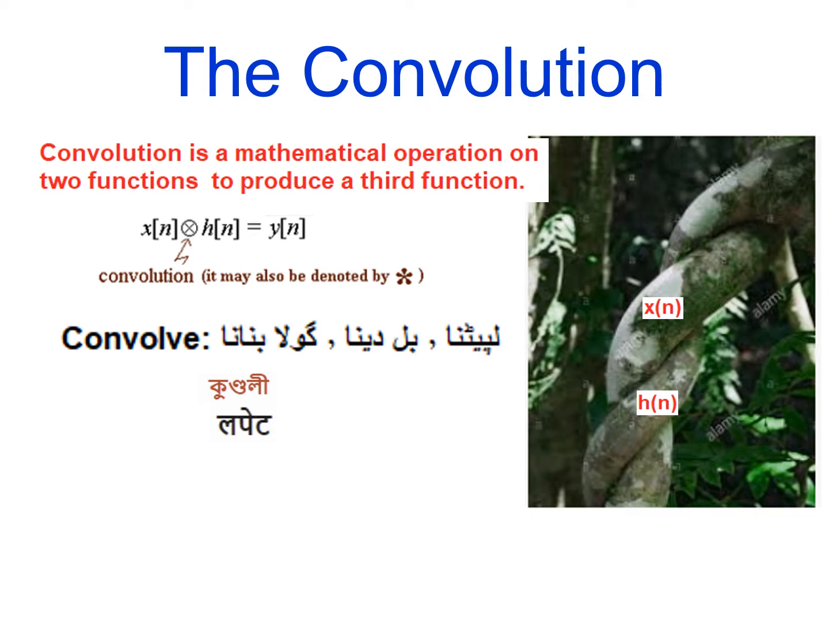These are the meanings of convolution in Urdu, Bengali and Hindi. And the idea of what it really means is that if you have two signals, this is the x signal and this is the impulse response, then the combination of the two gives the output, or the y n signal.